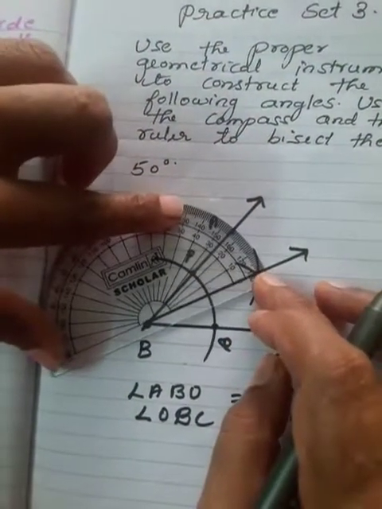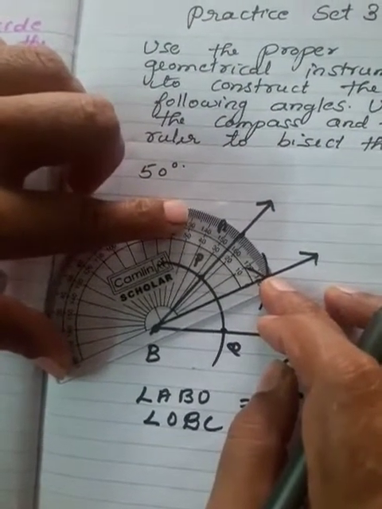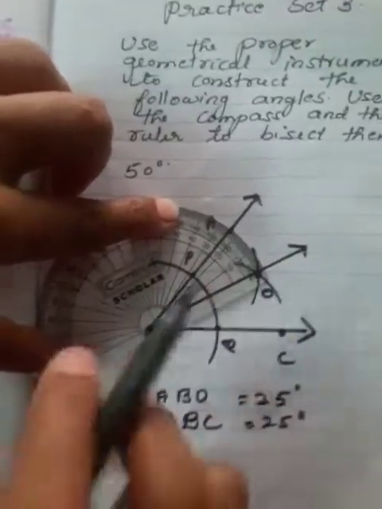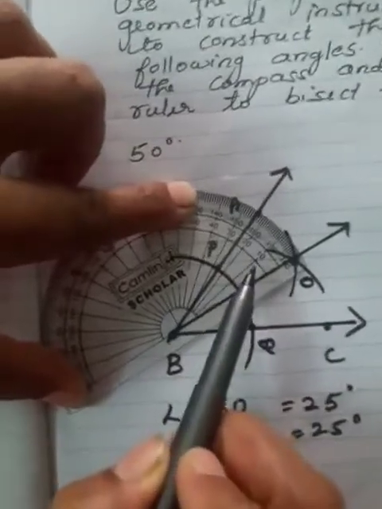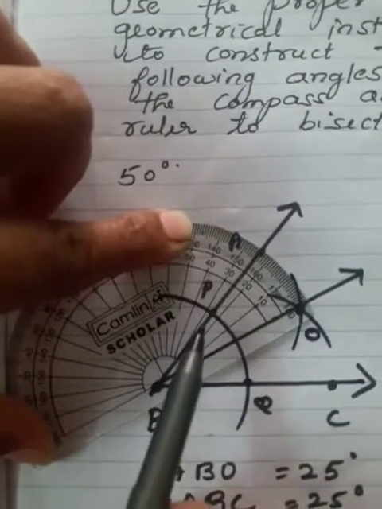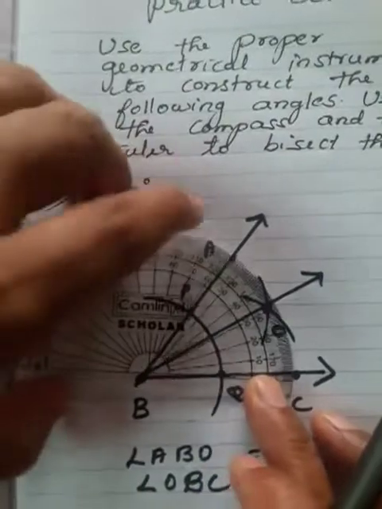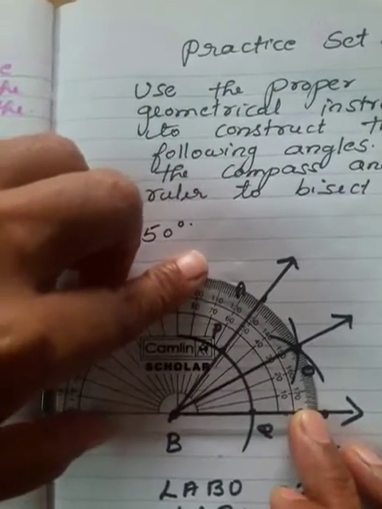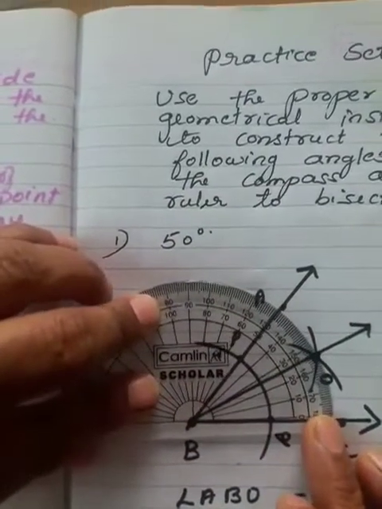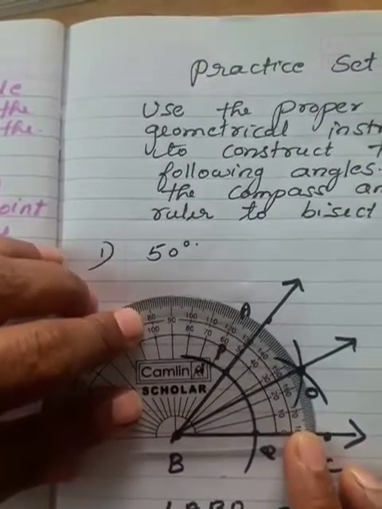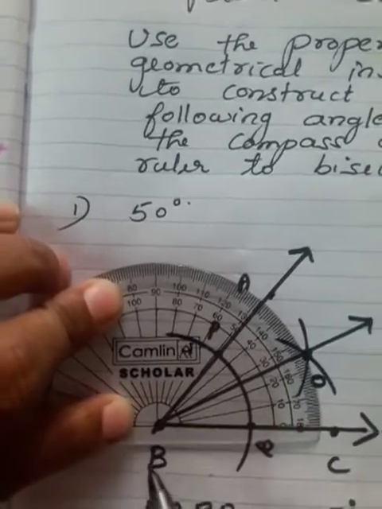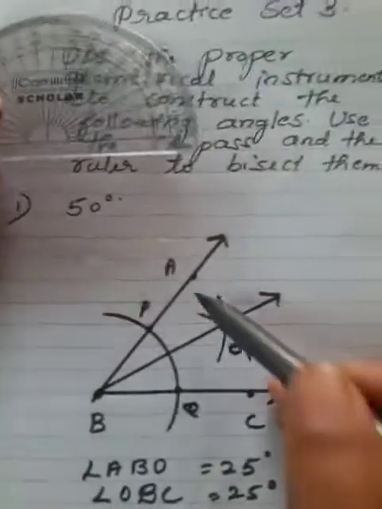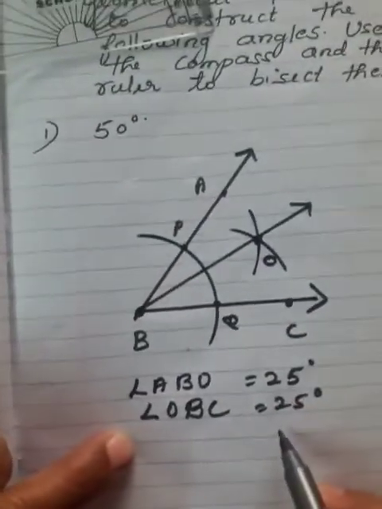Now see, the measure of angle ABO is 25 degrees. So you can see here 10, 20, 25. Correct? So you measure and see what is the measure of angle OBC. See, that is also 25 degrees. Correct? So the measure of both the angles is equal, 25 degrees.